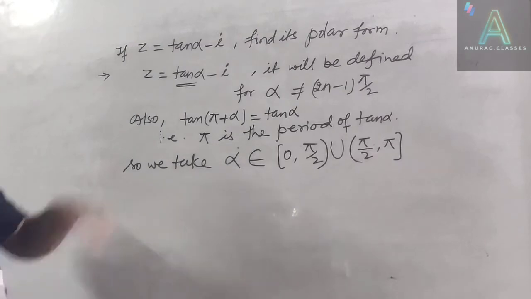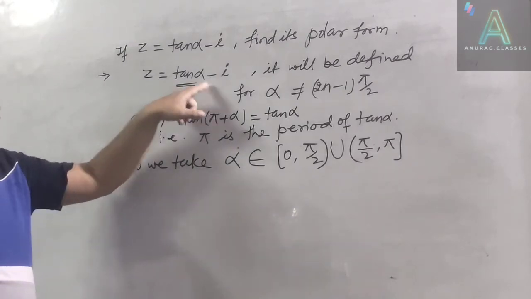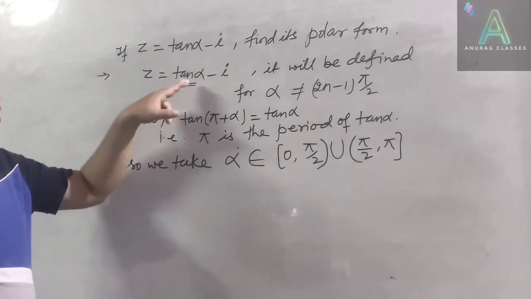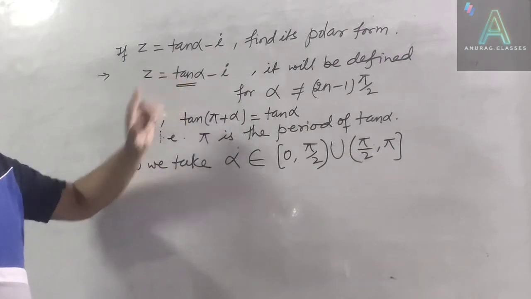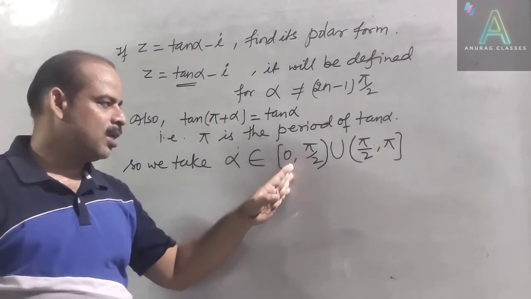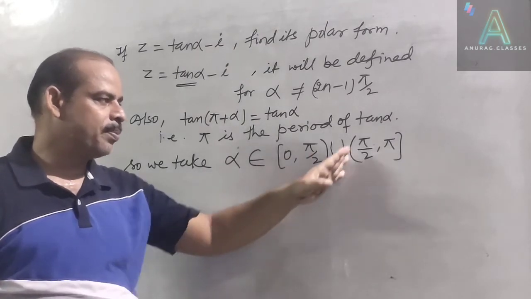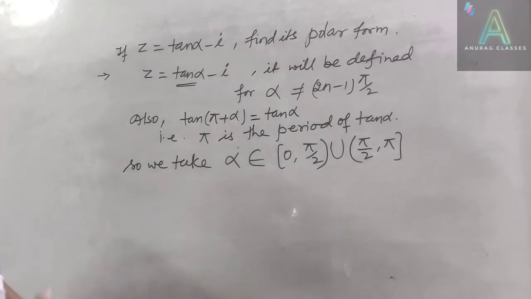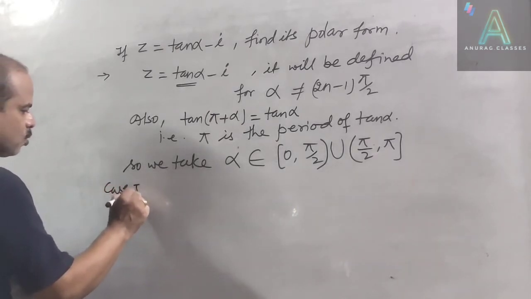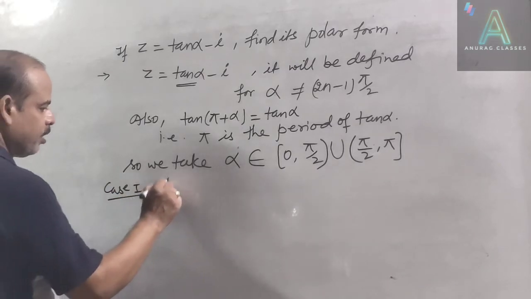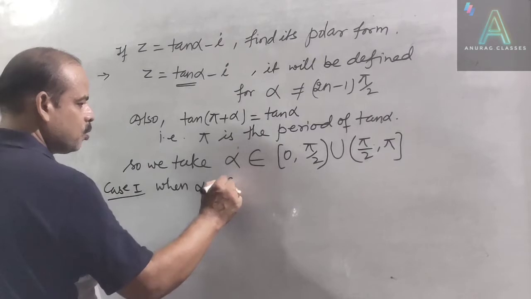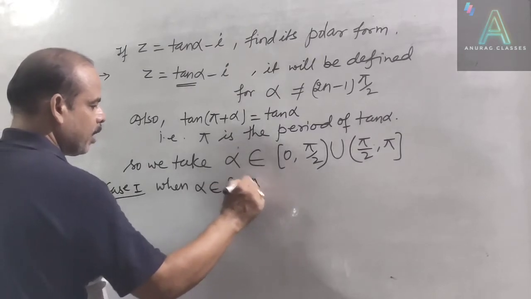So in this complex number z is equal to tan alpha minus iota, first of all it is necessary to know what should be the value of alpha, and clearly we conclude that alpha should be 0 to pi by 2 union pi by 2 to pi. Now take case 1, that is when alpha belongs to 0 to pi by 2.